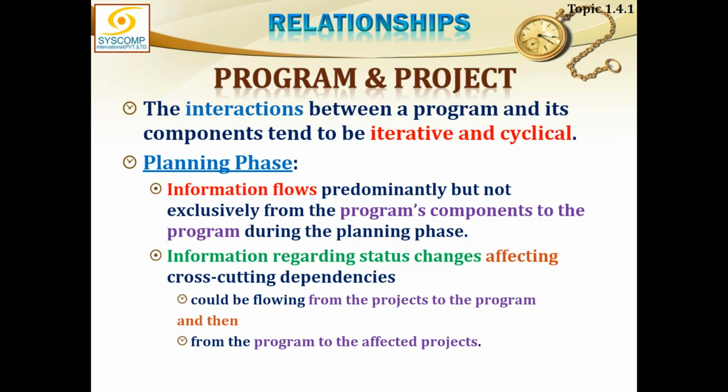So information is flowing from bottom to up. Information regarding status changes affecting cross-cutting dependencies could be flowing from projects to the program, and then from the program to the affected project. So there is information coming from one project, and the program manager then realizes its impact on another project. The thing started from the bottom, from Project A, and after the program has analyzed it, this needs to be informed to Project B. So this is how information is coming up and then coming down again to another project.